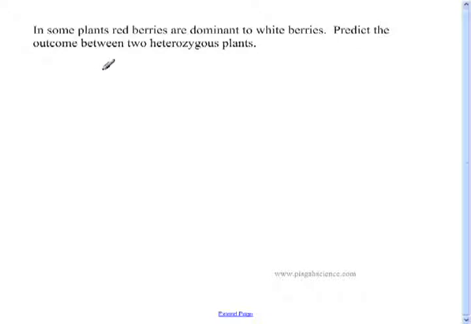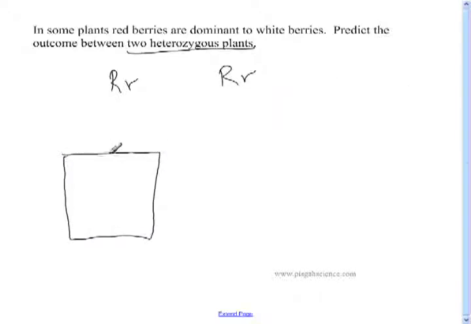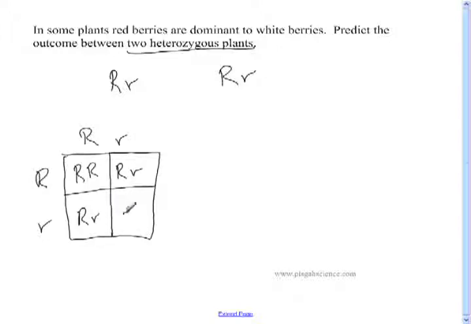In some plants, red berries are dominant to white berries. Predict the outcome between 2 heterozygous plants. That means both mama and daddy plant are heterozygous. Alright, so we're going to do our Punnett square. And you're going to fill it in just like you always have done with Punnett squares. Alright, and you're also going to do genotype and you're going to do phenotype again.